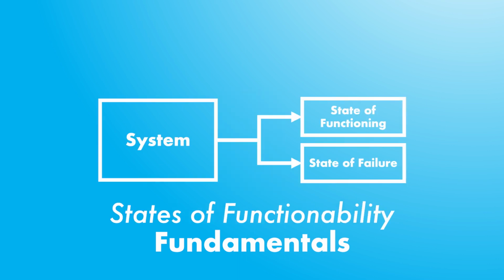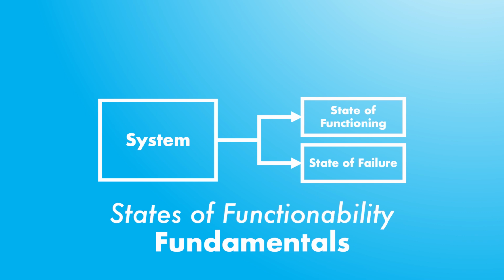According to Knežević, and from a functionability perspective, a system can be in one of two states at any time: the state of functioning, which he called SOFU, indicating that the system is functional, and the state of failure, indicating that the system is not working properly.